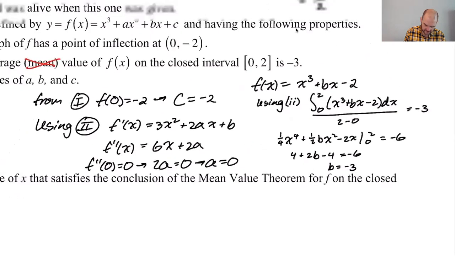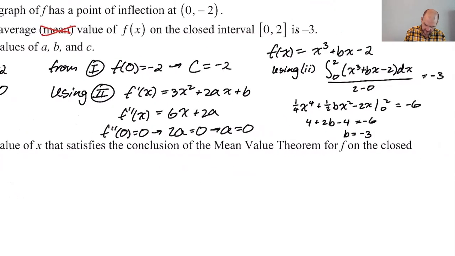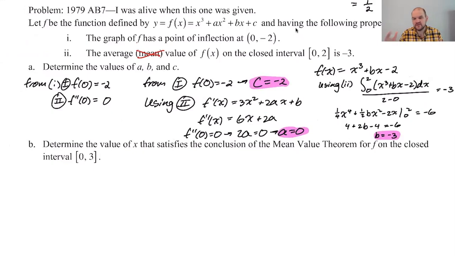Okay, so what was I supposed to do? Find the values of a, b, and c. So I think I did that. C is negative 2. I think a is 0. I think b is negative 3. Okay. Used all the information so far. So now what's the next thing?